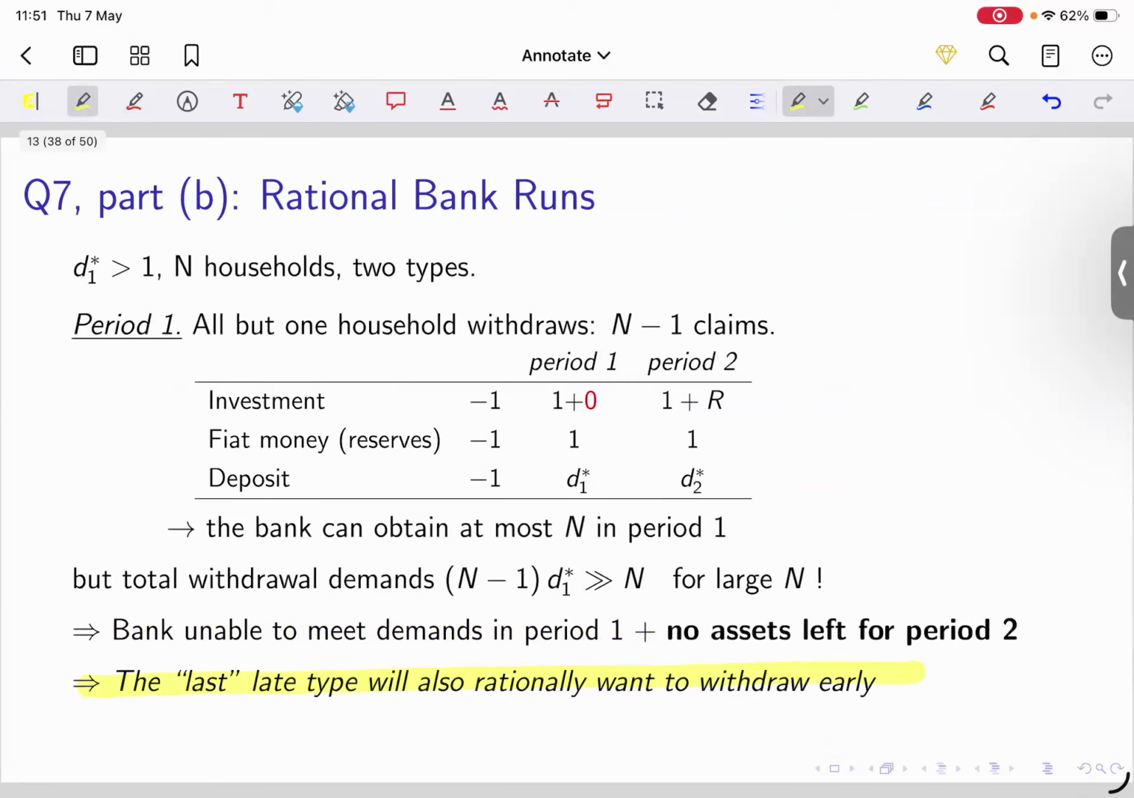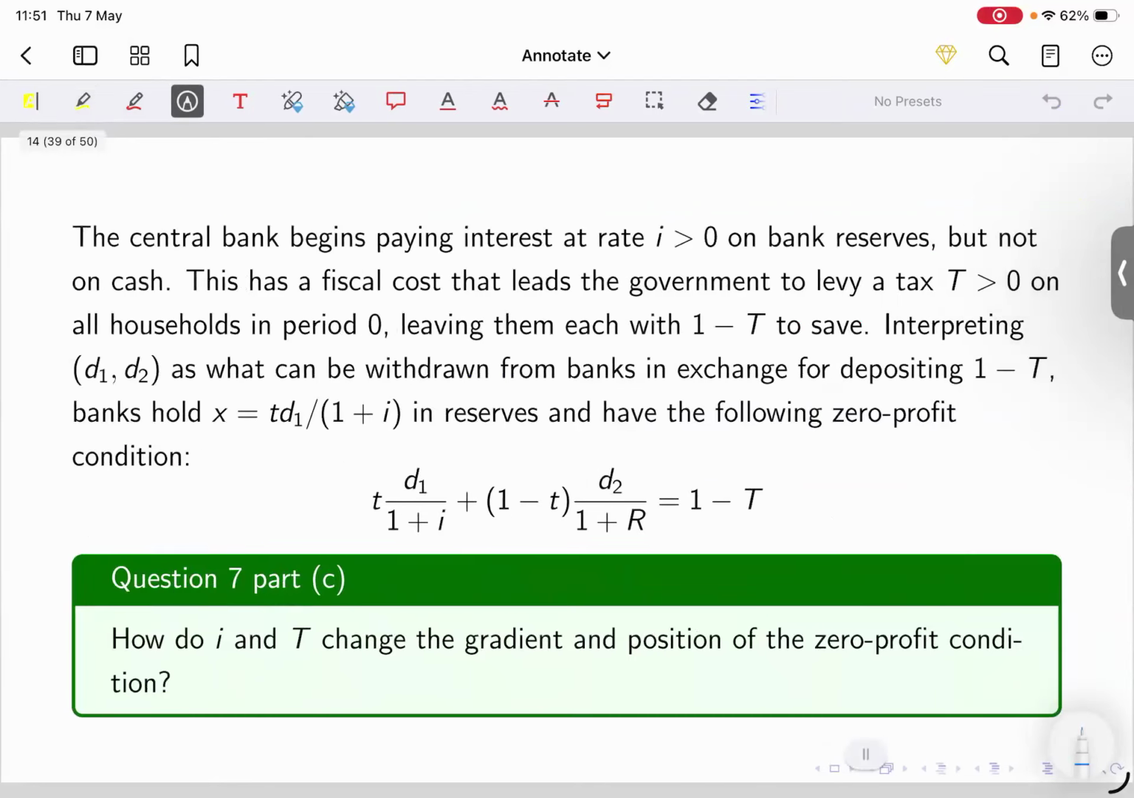Everyone will withdraw early, essentially. Okay? Clear? Now, in the few minutes that we have left, let me go through other things. Please, as usual, just interrupt me because I will check the chat a bit less.